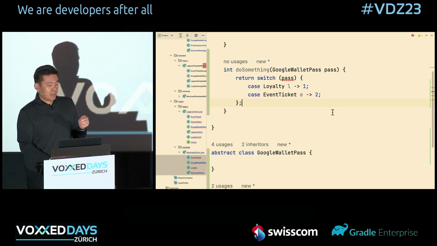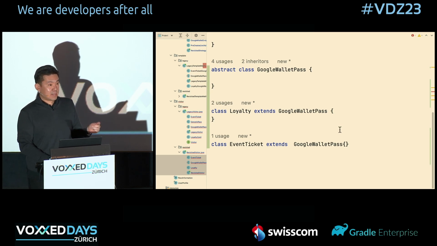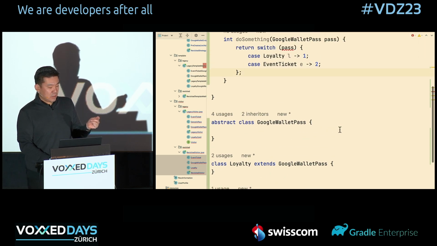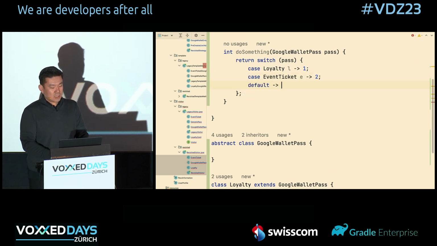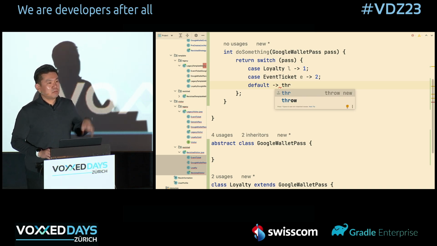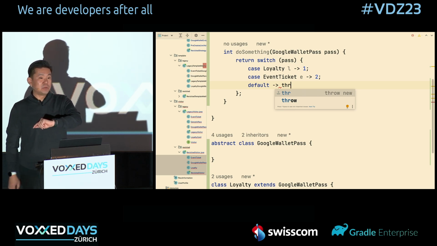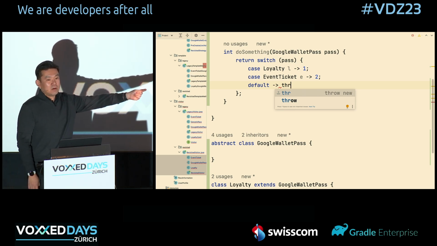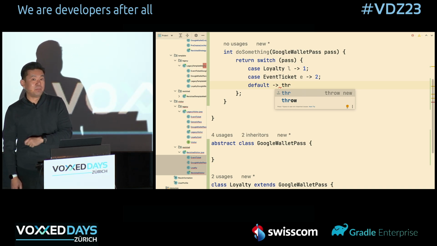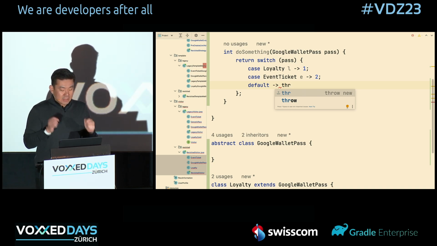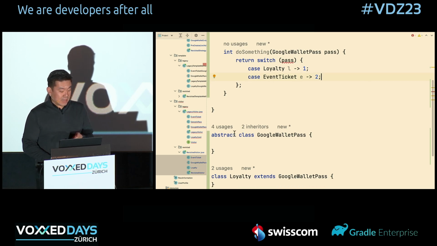Because somebody can get here and add another subclass of Google Wallet Pass, and my code would break, which means most people would just implement a default one and throw a new RuntimeException, you forgot to implement. The problem is that this is an error that you only learn about two months later when you have this particular use case. Oh, somebody forgot to implement that you have a new type in your system. Luckily, with Java 20, what you can do is use sealed classes.